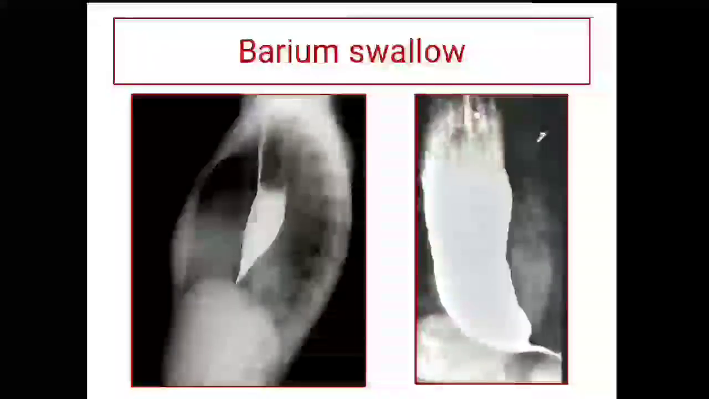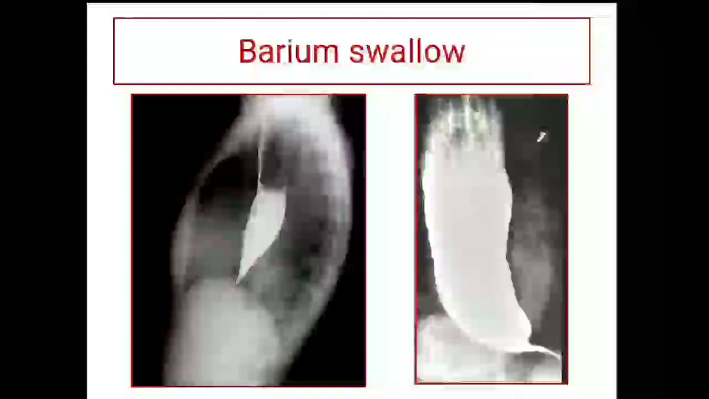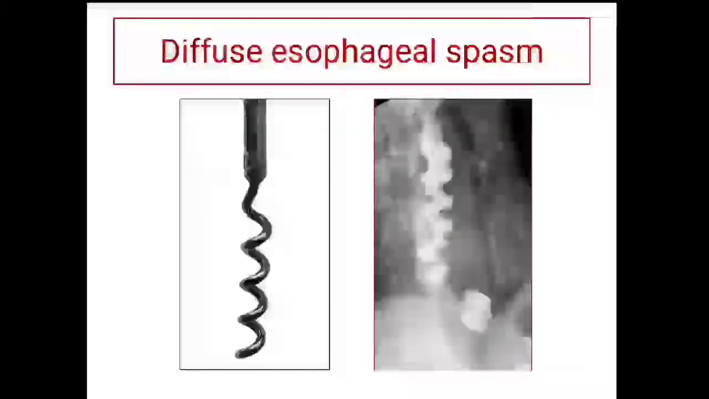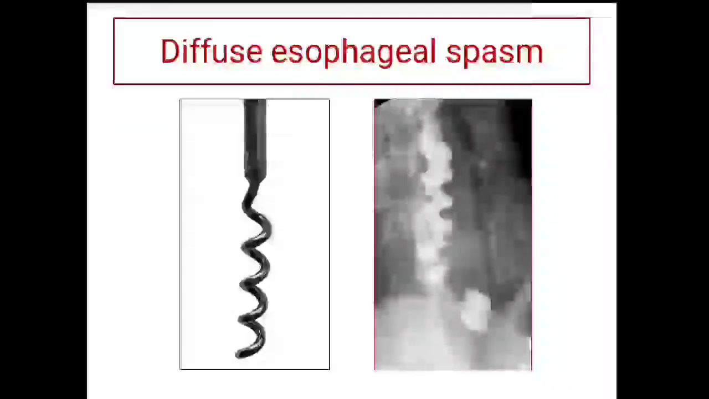There is also some kind of favorable response to nitrates and calcium channel blockers. Finally, when all else fails, a myotomy, which is a surgical procedure, may be performed. A very closely related situation, but etiologically probably different, is diffuse esophageal spasm. Here, not only the lower end of the esophagus, but almost the entire length of the esophagus goes into spasm.